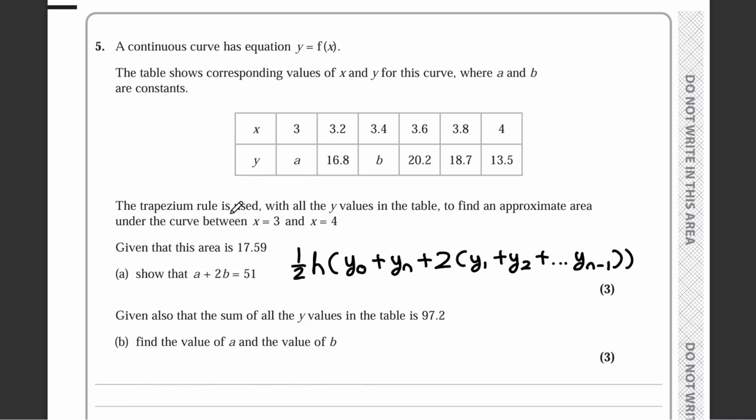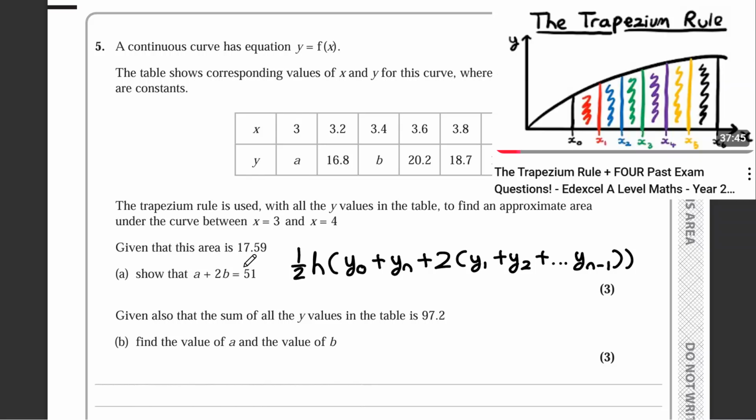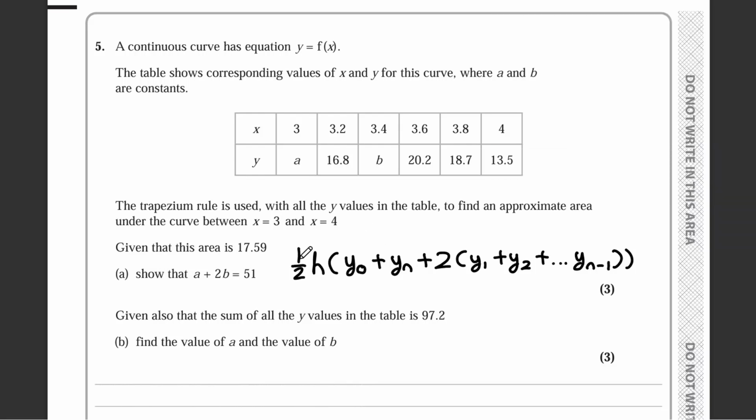And A and B are constants. And the trapezium rule is used with this table to find an approximate area under the curve between x = 3 and x = 4. And this area that they found using the trapezium rule is 17.59. And we need to show that A + 2B = 51. So this is obviously a trapezium rule question, which we did a video on. So what we're going to do is use this formula here. So we're going to find the h value, and we're going to use the y values in this table.